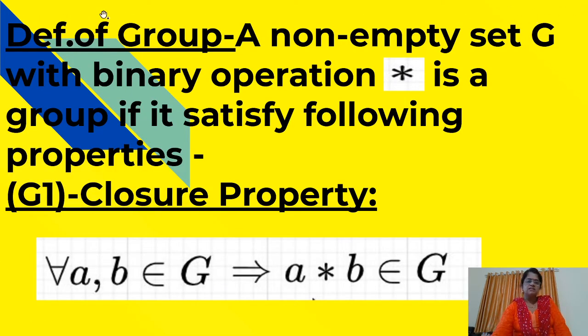Now we will see the definition of group. A non-empty set G with binary operation star is a group if it satisfies the following properties. See the first property G1, which is the closure property. This states that for every A, B belonging to G implies that A star B belongs to G.